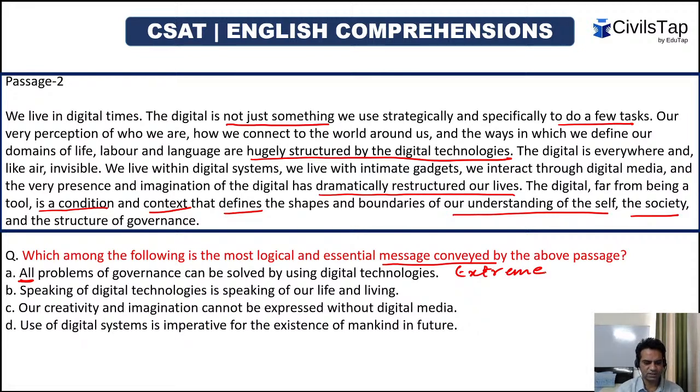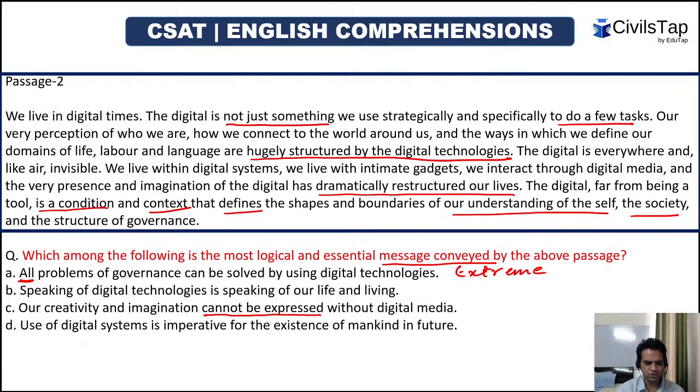Speaking of digital technologies is speaking of our life and living. All right, that is absolutely what I had in mind. Let's read other options. Our creativity and imagination cannot be expressed without digital media. Now guys, this is again going to the extreme. So we cannot express our imagination and creativity without digital media. That's not absolutely true. We can also paint, we can also sing, dance. So that's not the message which the author wants to convey.